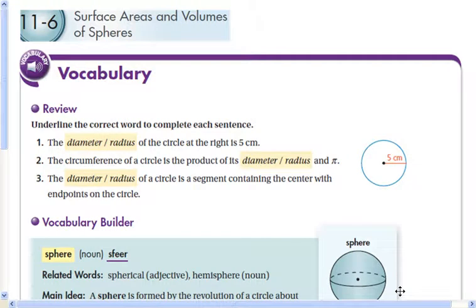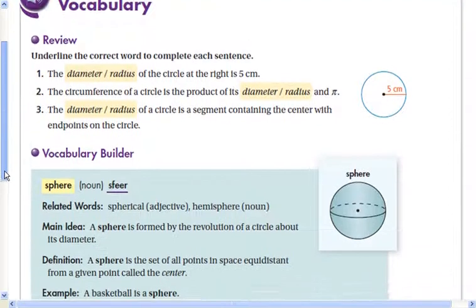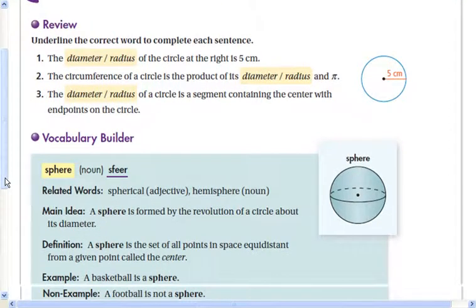Hey students, this is lesson 11.6. We're going to learn how to find the surface area and volume of spheres. There'll be a couple formulas that you need to get comfortable with. Go ahead and do the review here, and I'll check back with you.